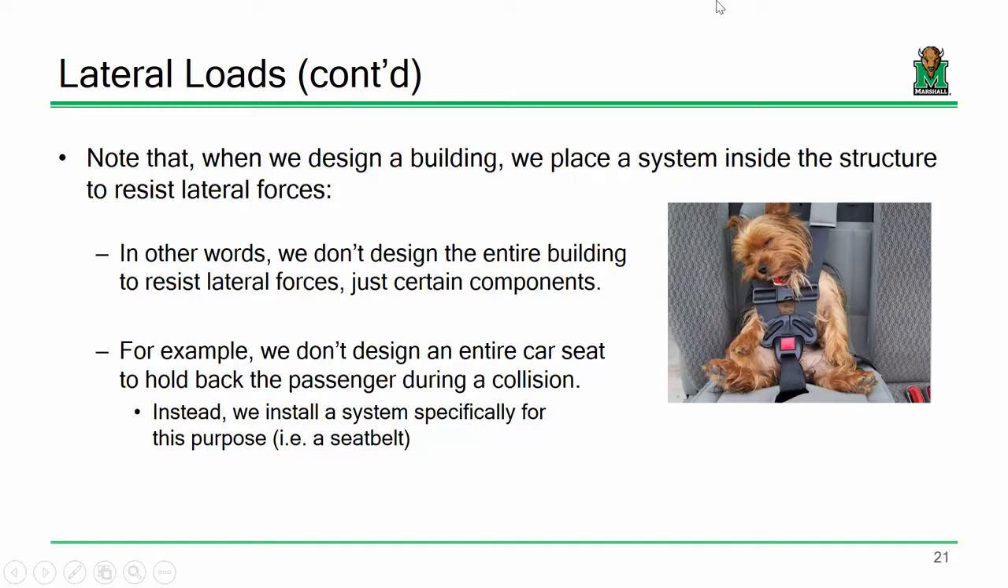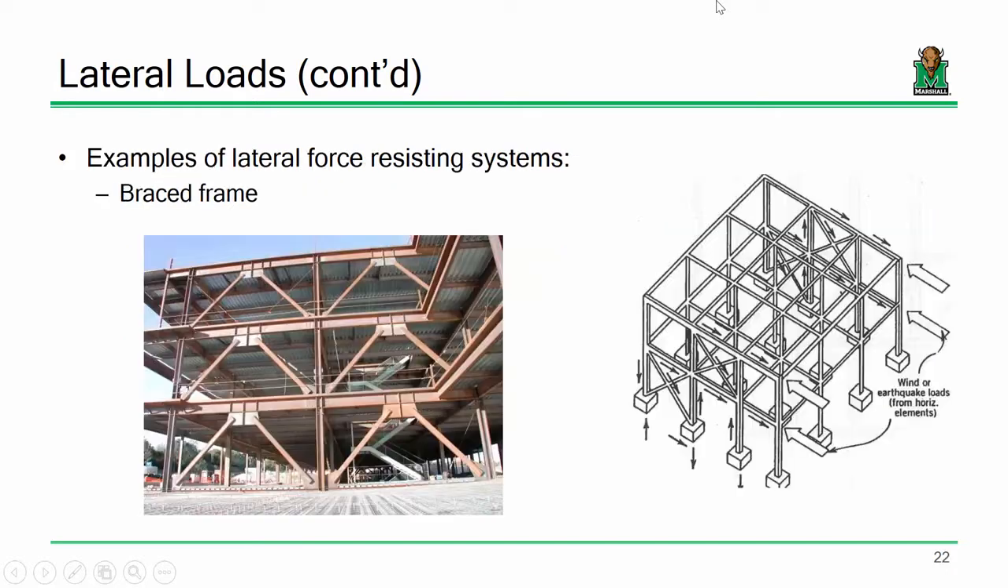We don't design the entire structure to resist wind and seismic forces. We only design a certain portion of it. It's kind of like looking at car seats. We don't design the entire car seat to hold you back in the event of a collision. We only design a certain component of it to do so, and we call that component a seat belt. Well, we do the same thing in buildings for wind and seismic. For steel structures, there's really two primary ways that we go about that.